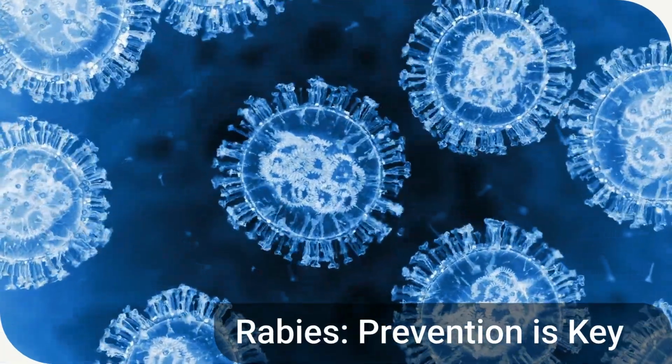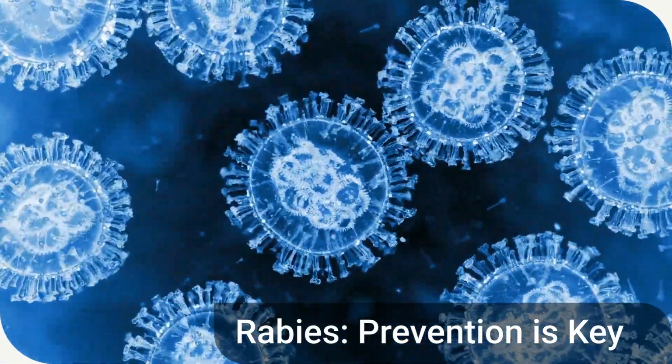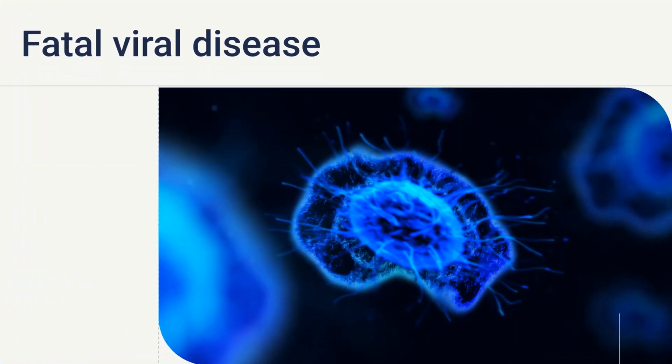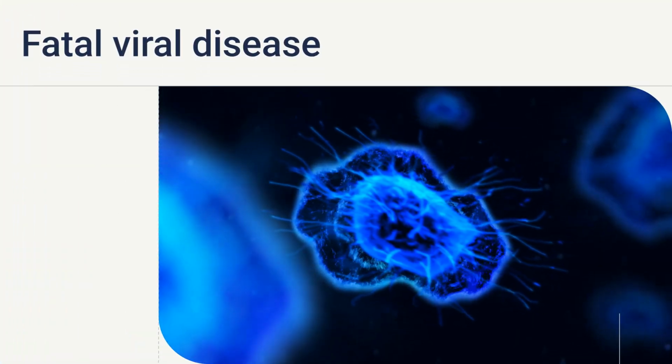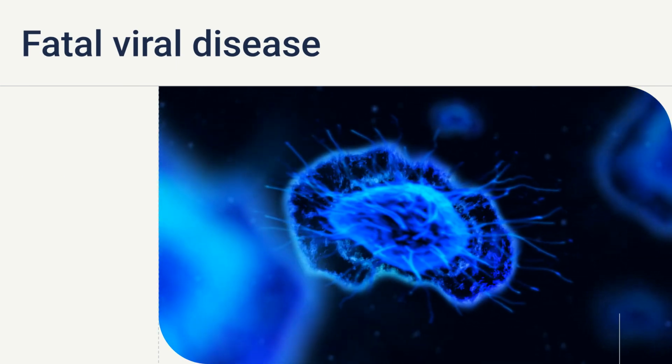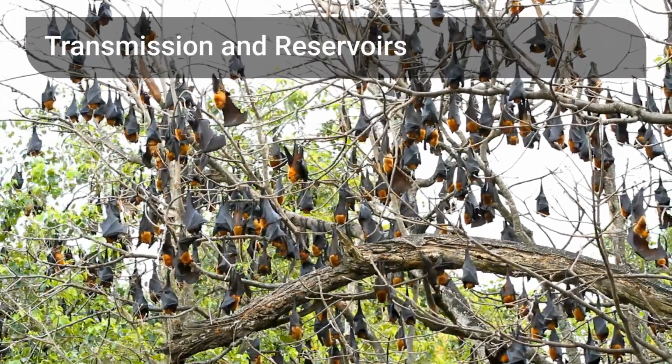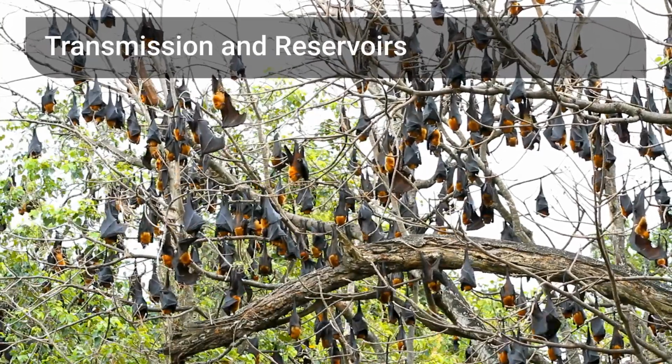Rabies is a deadly viral disease, but the good news is it's almost entirely preventable. Learn how in this video. Rabies is caused by a neurotropic virus that attacks the central nervous system and is nearly always fatal once symptoms appear. Understanding how rabies is spread and which animals carry it is crucial for prevention.